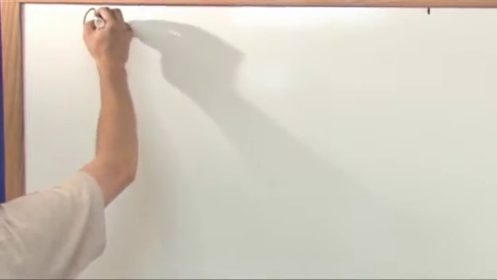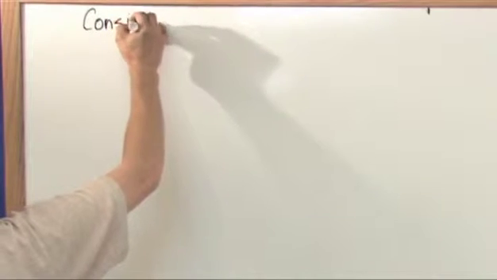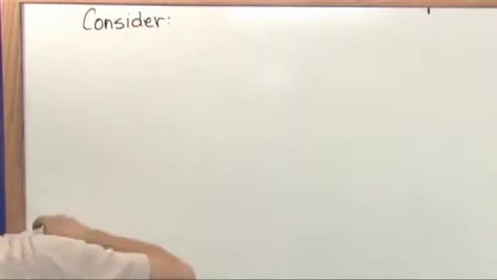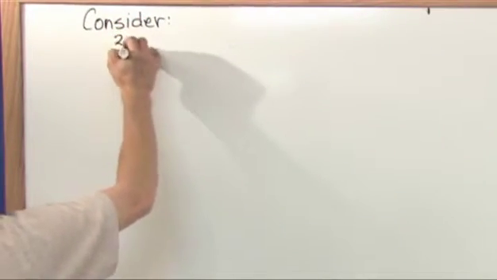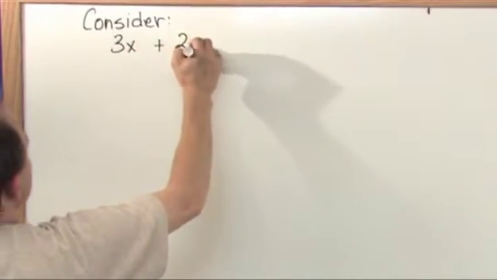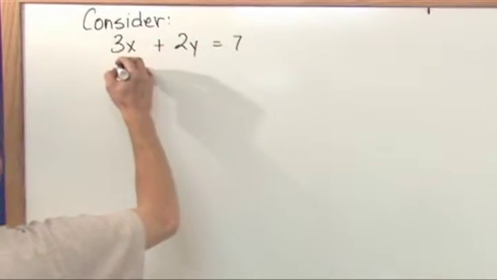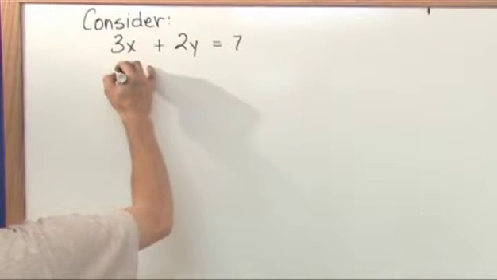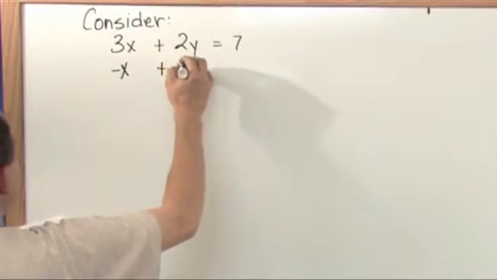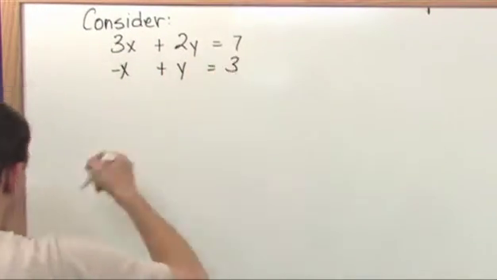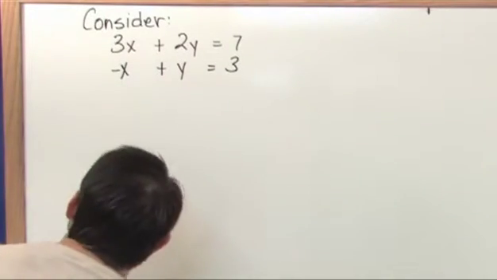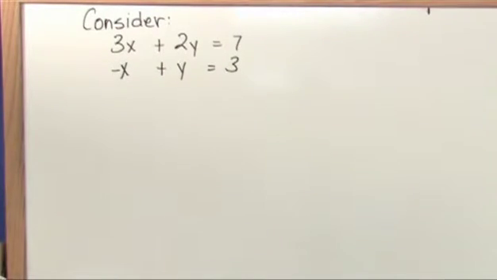Let me ask you to consider the following simple system of equations. 3x plus 2y is equal to 7, and negative x plus y is equal to 3. Okay? There's nothing too special about that. It's two equations and two unknowns.